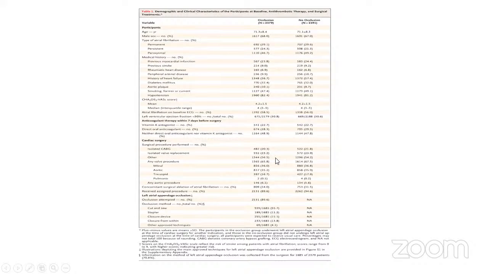The most performed procedure during this study was actually valvular procedures across both groups. And CABG was only performed in 20% in the occlusion arm versus 21.8% in the no occlusion arm. In the occlusion group, 89.6% eventually underwent left atrial appendage occlusion. 55% of those had the cut and sew method, followed by 15% with a closure device and 13% closure from within the atrium, or suturing the left appendage within the atrium, and the stapler was used in 11.2% of patients.